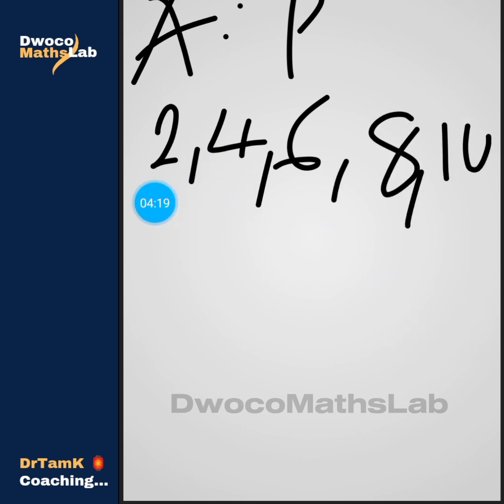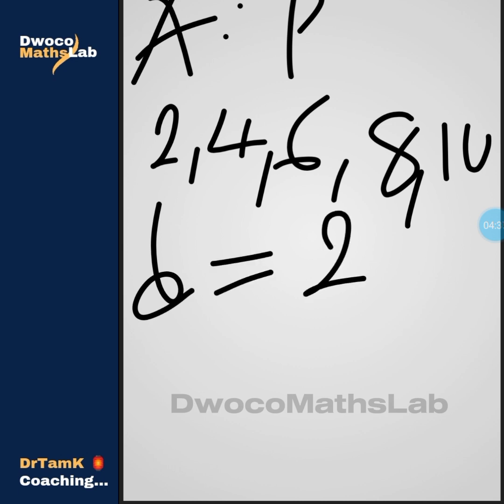Is it clear? This is an arithmetic progression because the difference between the terms is 2, 2, 2, 2. 2 plus 2 is 4, 4 plus 2 is 6, 6 plus 2 is 8, 8 plus 2 is 10, and so on and so forth. So this is what an AP looks like with a common difference d, which is 2 in this case. Is that clear to you?